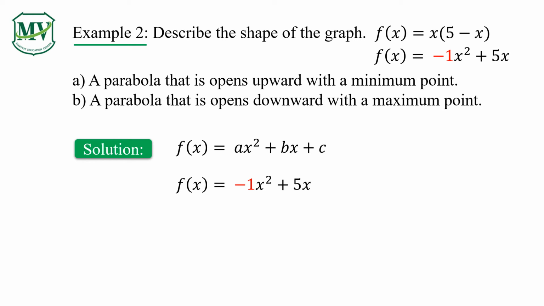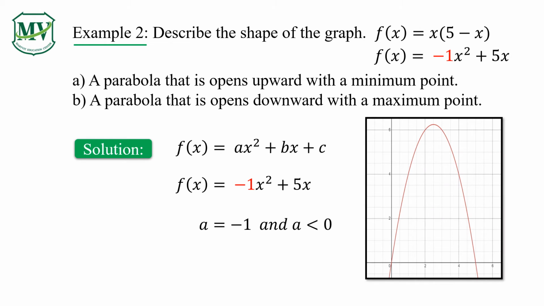From the given quadratic function, the value of a is negative 1, and negative 1 is less than 0. If the value of a is less than 0, the parabola opens downward with a maximum point.